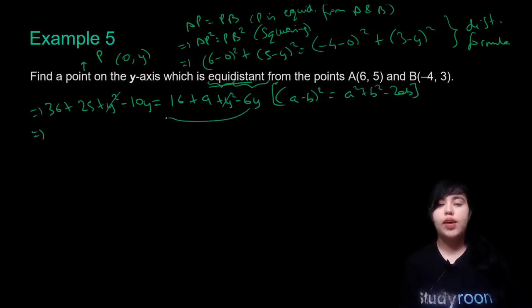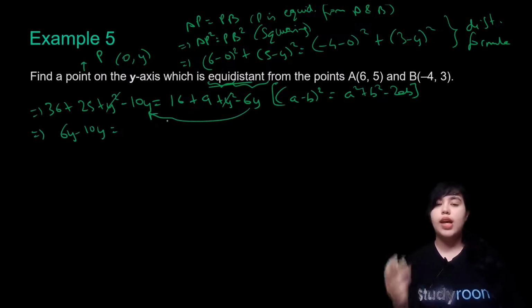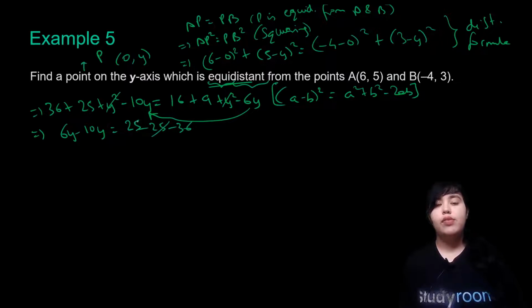Bring this 6y over here. So we'll get 6y minus 10y. Take all the constant terms on the RHS. So 16 plus 9 was anyways 25. You bring this 25 and 36 over there. So 25 cancels. 6y minus 10y is minus 4y. And this is minus 36. Minus cancels. 4, 9. And this gives me y equal to 9.